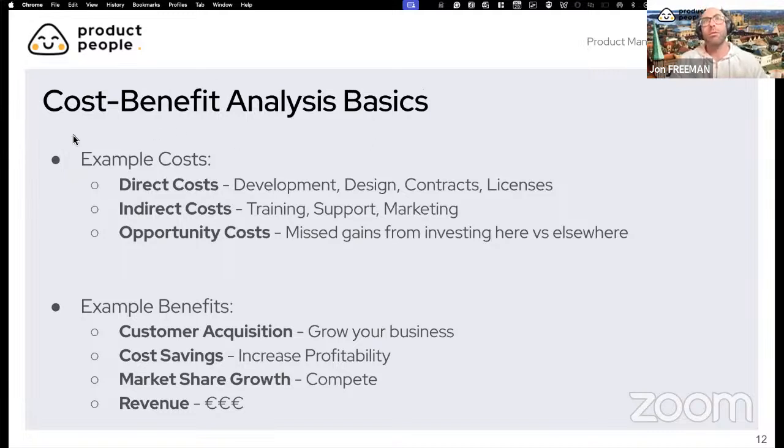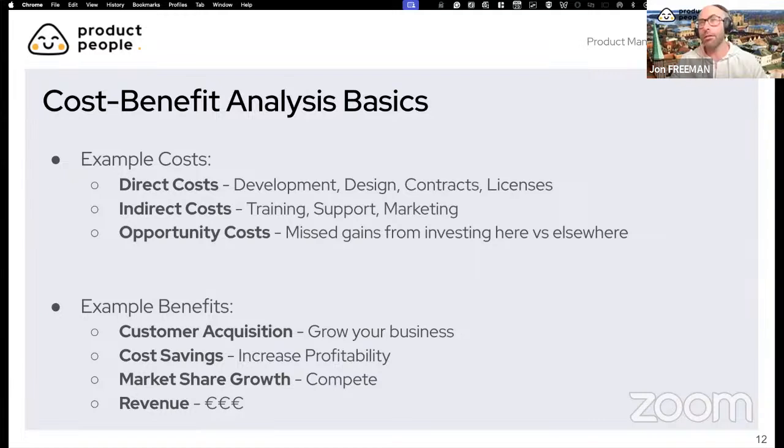So let's go over the basics real quick. Costs. There's different types of costs, but example costs, and I'm sure you can think of more. You've got your direct costs, right? These are the things that are actually impacting the development, the design, contracts, licenses, things that you need that are directly involved in this particular initiative that you're pursuing.